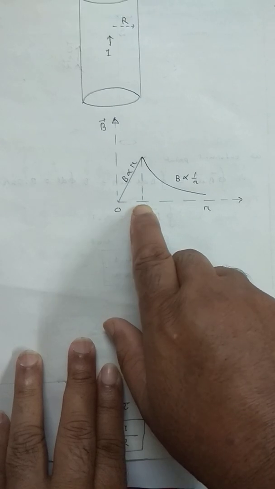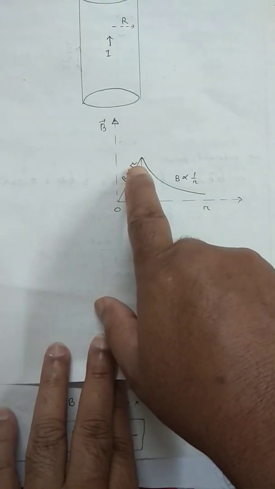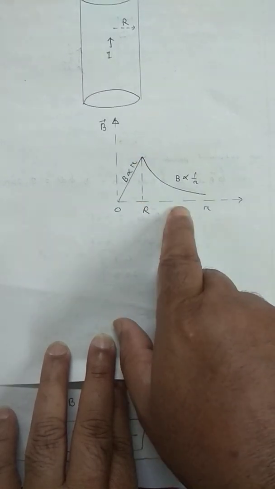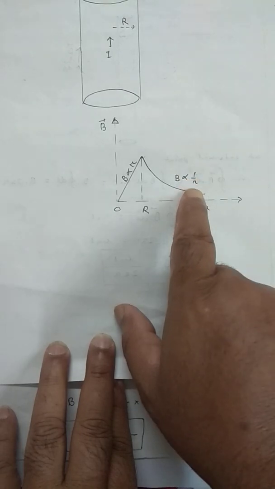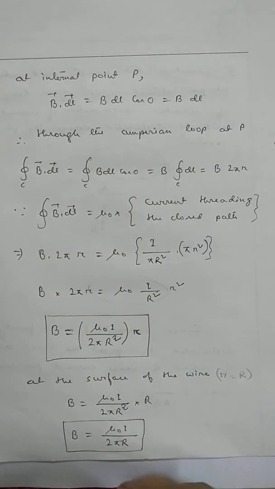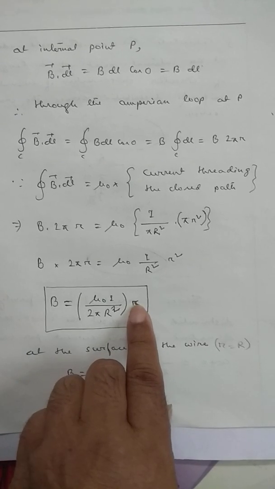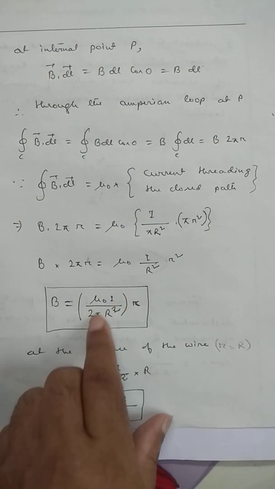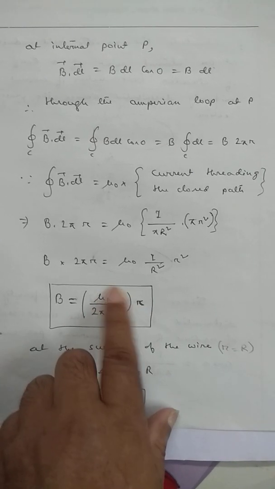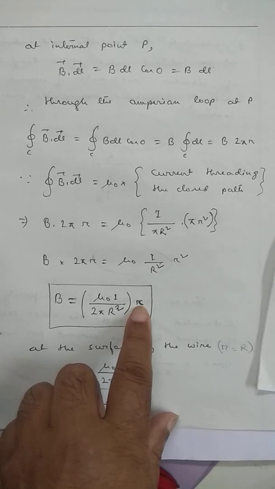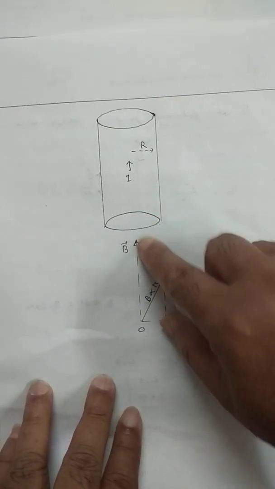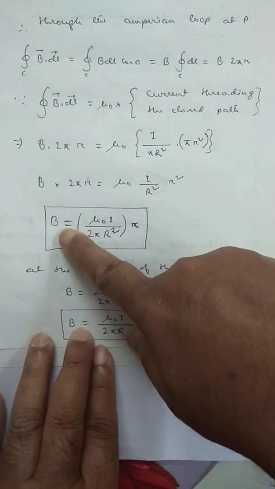From axis to the surface, magnetic field increases as the distance increases. At the surface, it becomes maximum, and at an external point B varies inversely with distance. Okay? And what is the value of B at the surface? Mu 0 I by twice pi R. And what is the magnetic field induction at an internal point? B is mu 0 I by twice pi R squared into small r. All the other terms are constant, so B is proportional to small r. So at the axis of the wire, what happens? At the axis of the wire, small r will be 0. So under that situation, if small r is 0, B is 0. Okay?